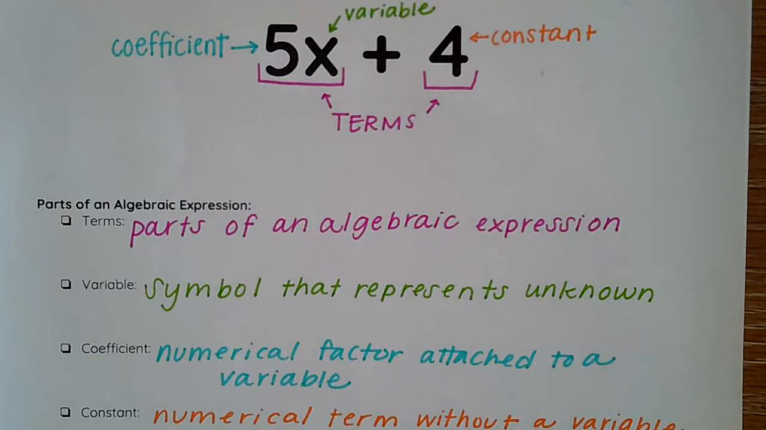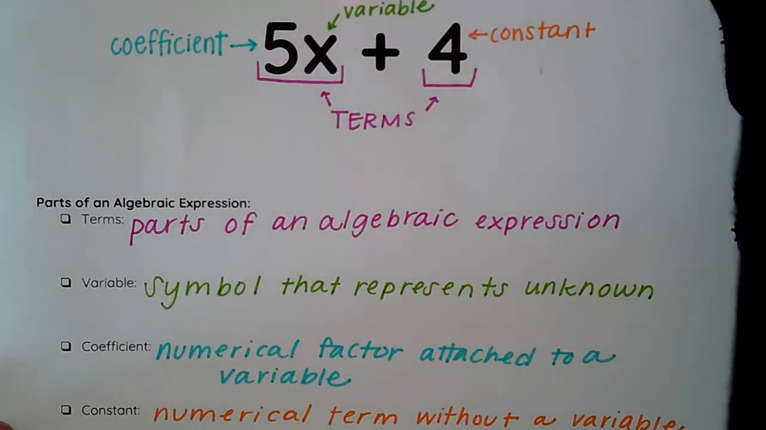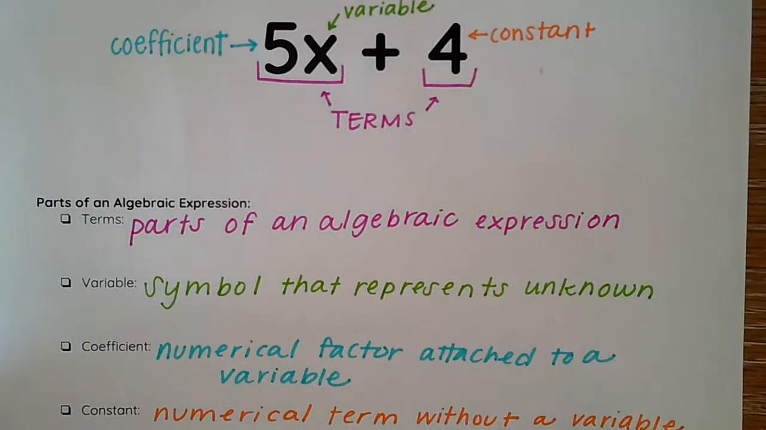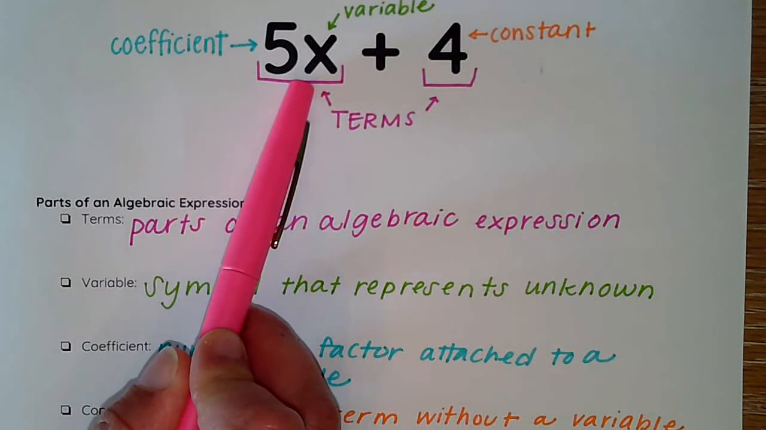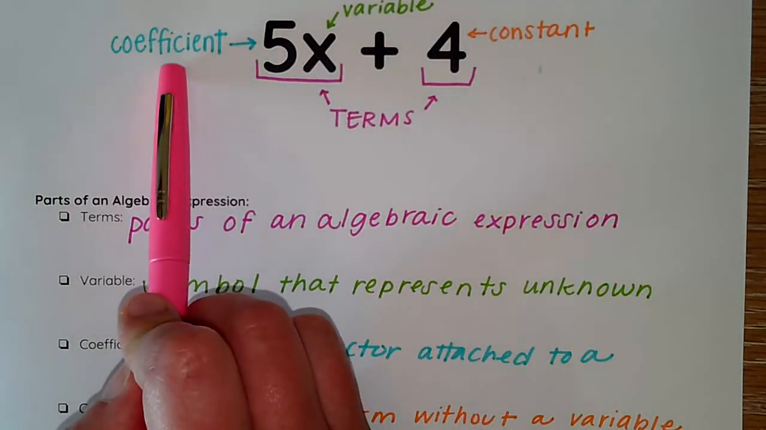Next, we've got our variable. Our variable is a symbol or letter that represents an unknown. Here, our variable is x. We don't know what x stands for. Therefore, we put that variable in as a placeholder. x represents an unknown value.